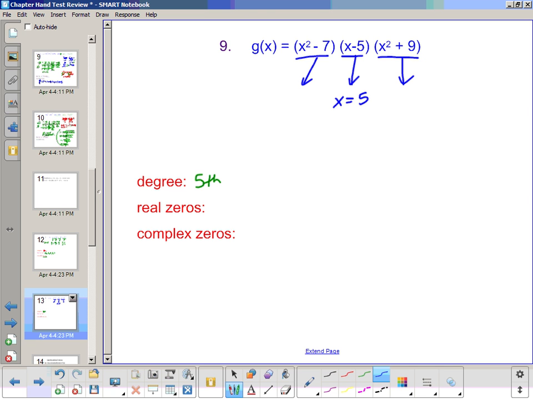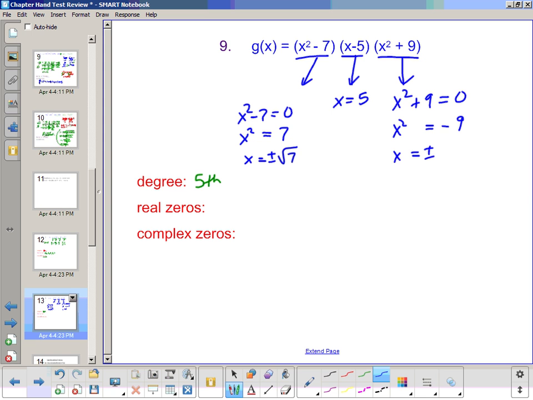And over here for the first one, to make x squared minus 7 equal 0, that means x squared would have to be 7, and x would have to be a positive or negative square root of 7. And in the last case, for x squared plus 9 to equal 0, x squared would have to be equal to negative 9, and if we take the square root of both sides, x would be a positive or negative square root of negative 9, which is a positive or negative 3i.